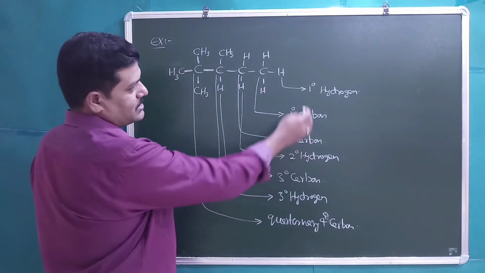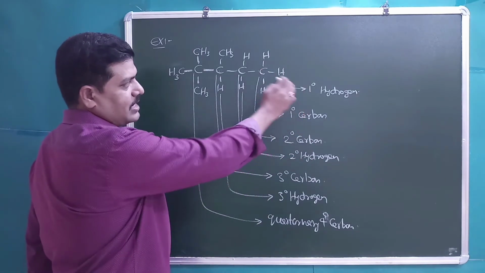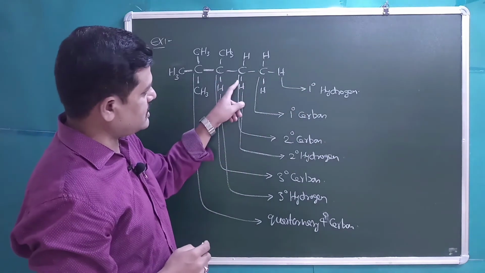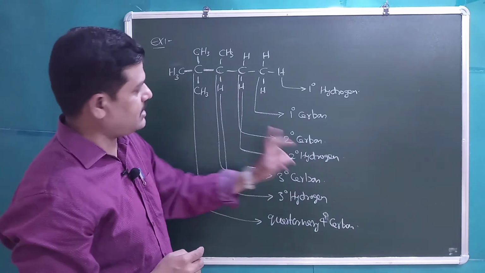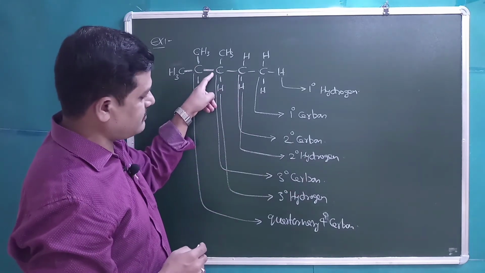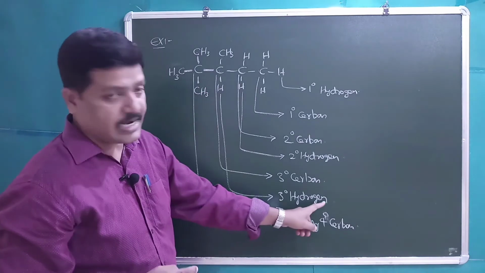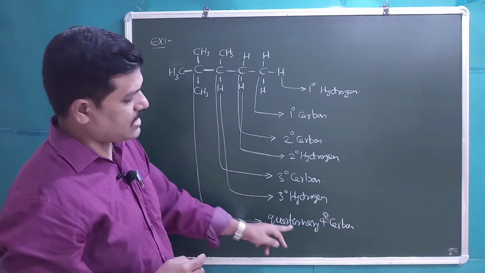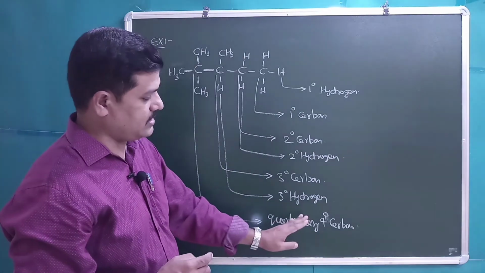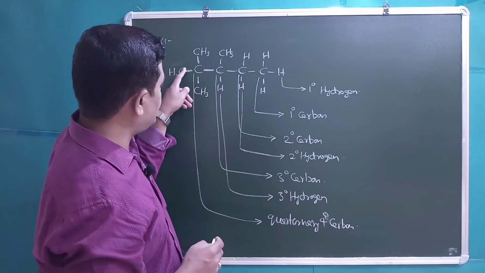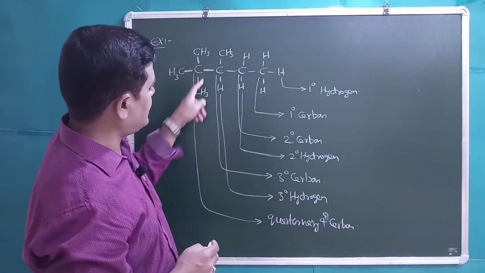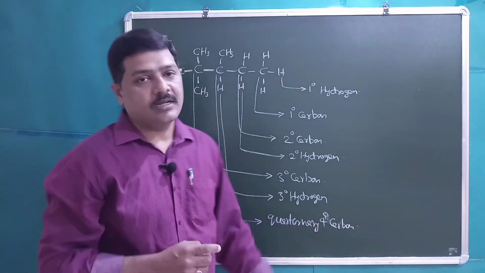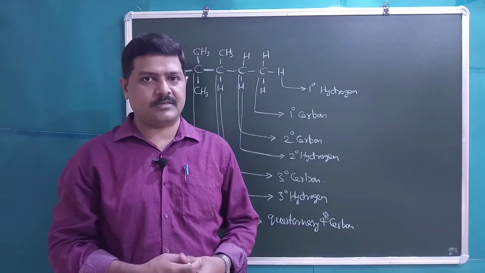Hydrogen which is connected with the primary carbon, we can call it primary hydrogen. Hydrogen which is connected with the secondary carbon is secondary hydrogen. Hydrogen which is connected with the tertiary carbon, we can call tertiary hydrogen. Carbons can be primary, secondary, tertiary, quaternary, but quaternary hydrogen is not possible. So a carbon which is attached with 4 other carbon atoms, we can call a quaternary carbon. Students, now let us discuss the functional groups.